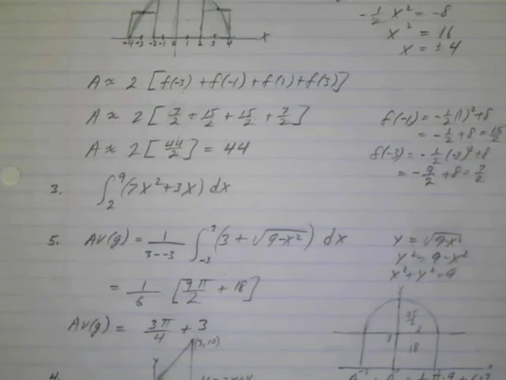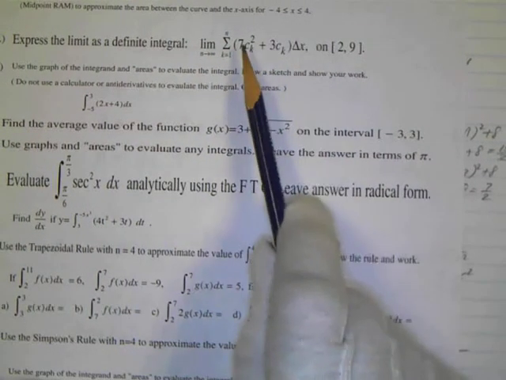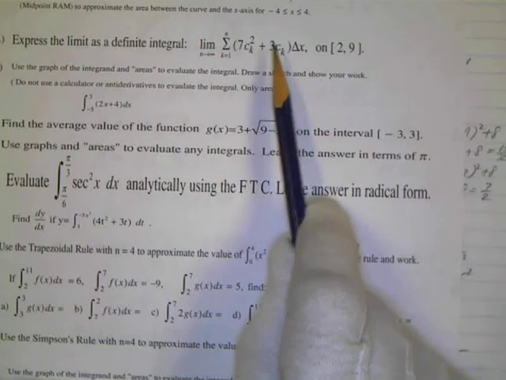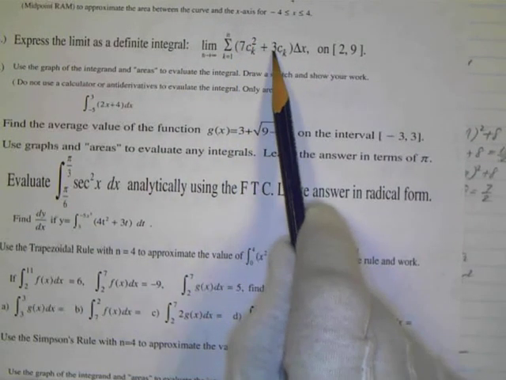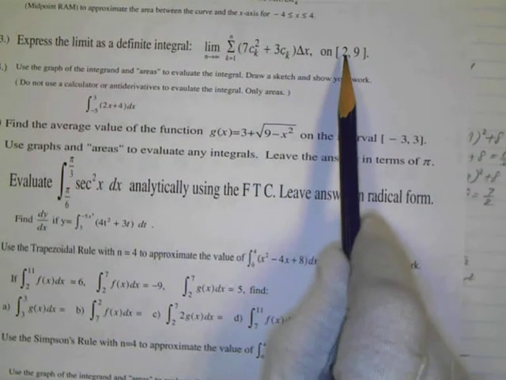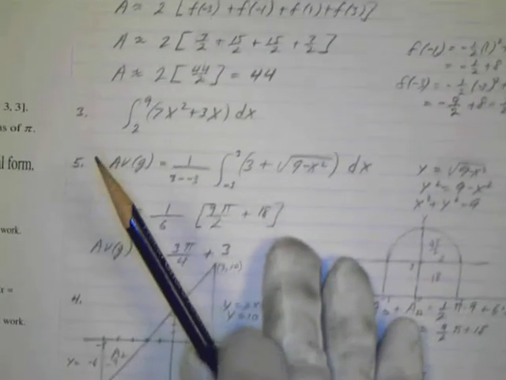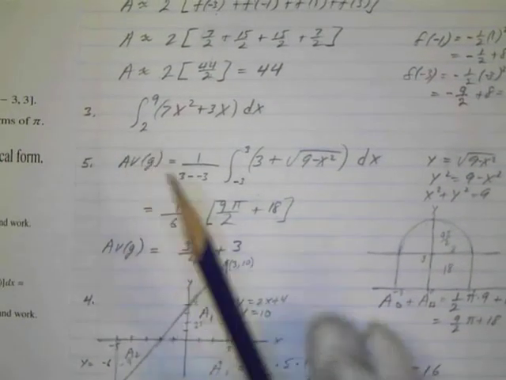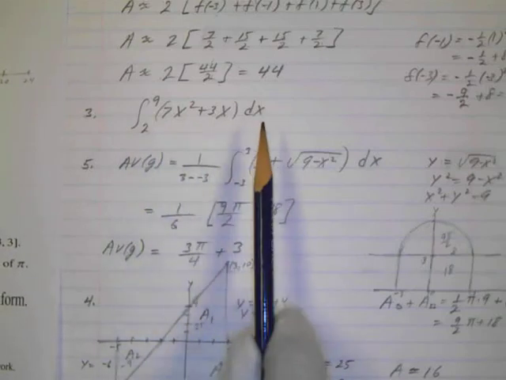And number 3, all we had to do in number 3 was express the limit as a definite integral. So this is my limit. And we know that these are going to represent any points in the function, so my function, this will be the x. So this is going to be 7x squared plus 3x. This will be a dx, and all this becomes the integral from 2 to 9. So basically it's just this. Translating that, integral from 2 to 9 of 7x squared plus 3x dx.